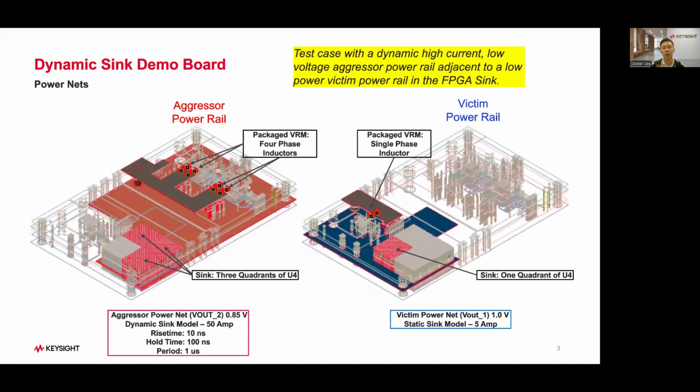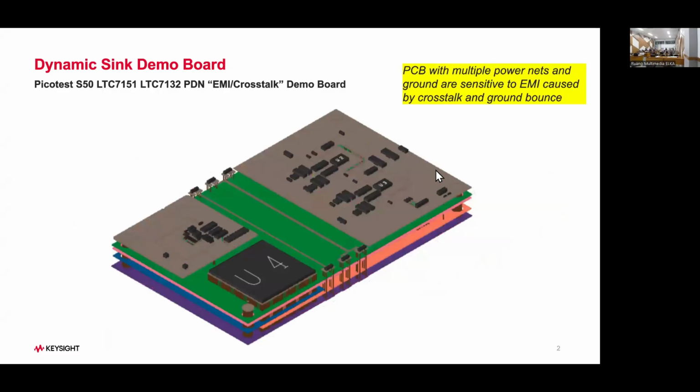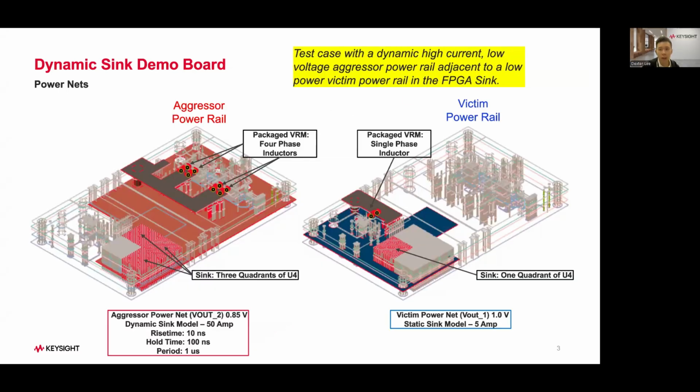In this quick demo, the test case has a low voltage aggressor power rail, which has a 4-phase inductor. The sync is based on 3 quadrants of U4. I think U4 is probably one of the FPGAs, or a CPU or something. And then this is the victim. The victim has a single phase inductor, a package VRM, with 1 quadrant of U4.